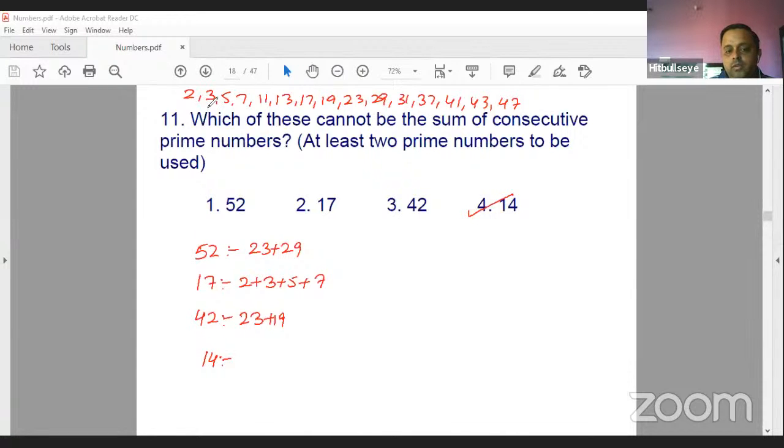In order to get 14, either you will use 2 plus 3 plus 5, that is not possible. After that, either it is 3 plus 11, but they are not consecutive prime numbers. Obviously 5 and 7 are skipped. Okay, so 14 cannot be written as the sum of consecutive prime numbers. The rest of the three can be written as such.